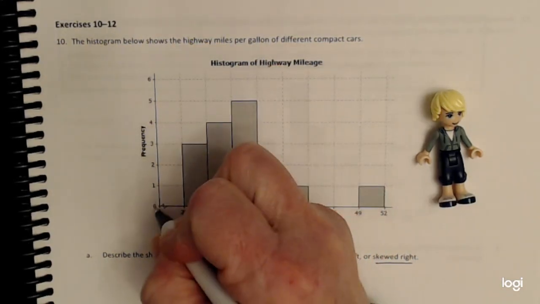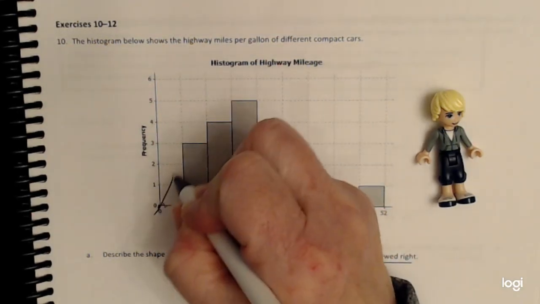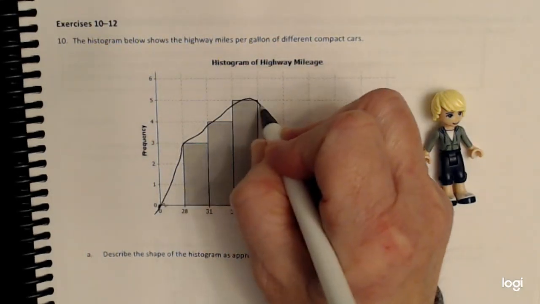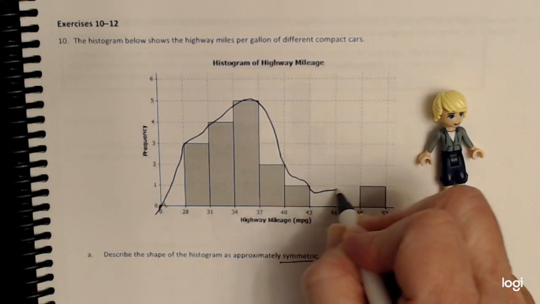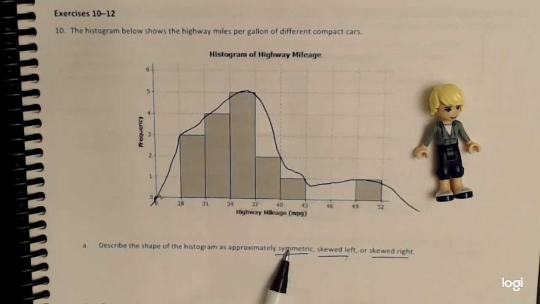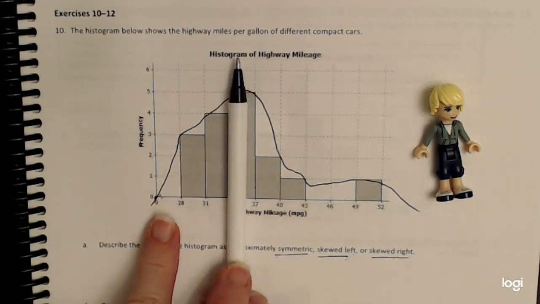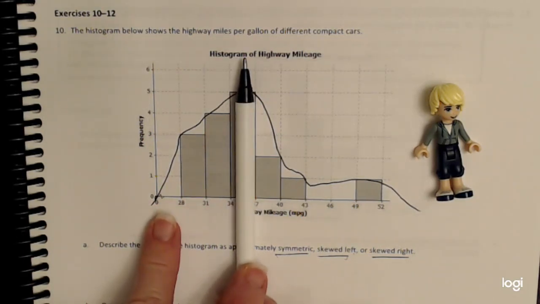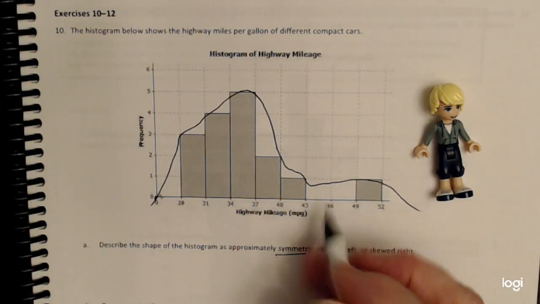So let's do this again. Let's start here at 0, and let's trace up here on our bars like this and try to touch all the bars. All right, symmetric. It doesn't really look like I could find a middle and fold this in half and it's going to meet. Doesn't look like that at all. So I know that it can't be this.